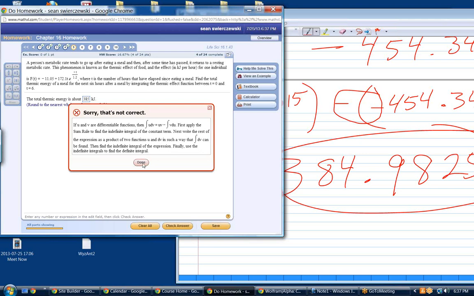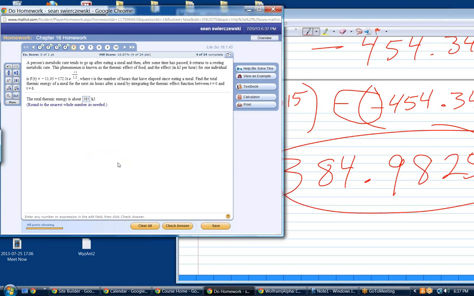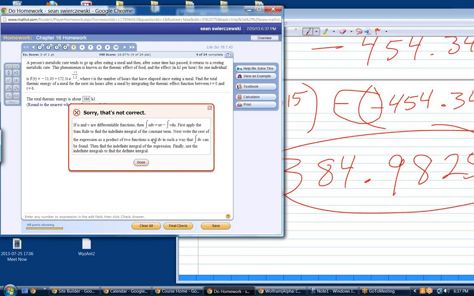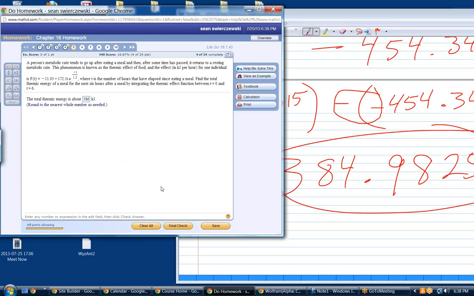How many chances do we get? 3 probably. This is exactly what we did. We first used the sum rule to separate out the minus 11.05, and then we integrated the rest of it using integration by parts. Finally, we used the indefinite integrals to find the definite integral. We did that going from 0 to 6. Maybe you just do 384.